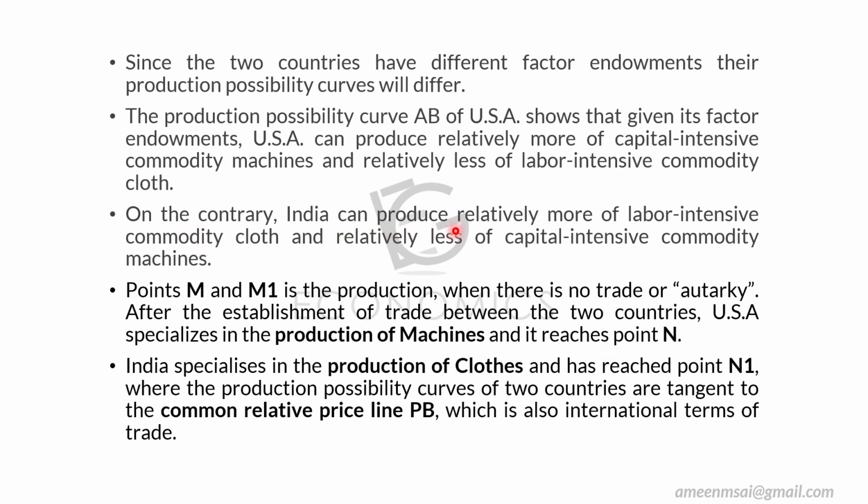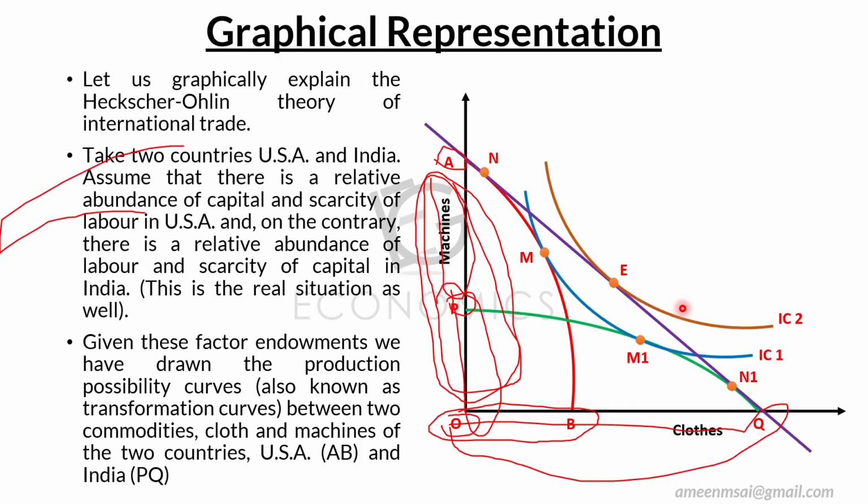On the contrary, India can produce relatively more of labor-intensive commodity clothes and relatively less of capital-intensive commodity machines. Points M and M1 are the production. So we are considering two situations. We said that we have only two countries, two factors of production and two commodities. Situation 1 is when there is no trade between India and USA, and situation 2 is when there is trade between India and USA. M and M1 are the production points when there is no trade, or autarky.